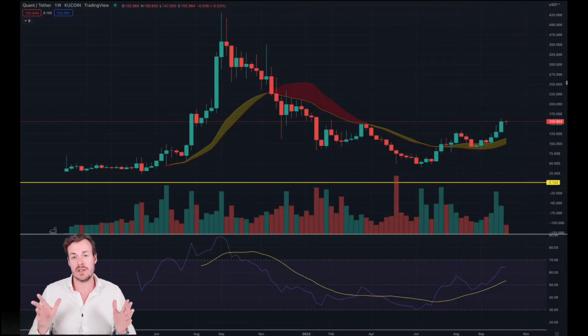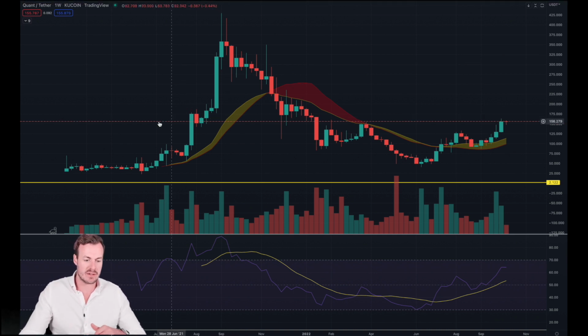So let's take a look at the chart of Quant. What you need to know when we take a look at this chart, this is a chart with data from KuCoin. Back in 2018, when there was the first data of Quant, it wasn't on KuCoin yet.